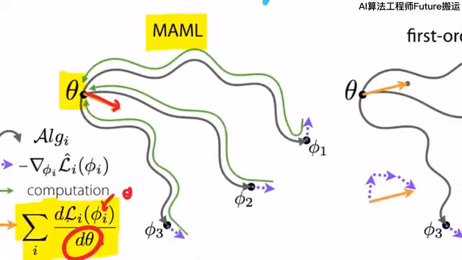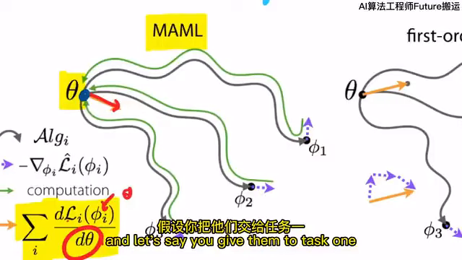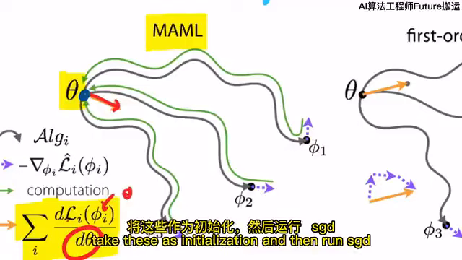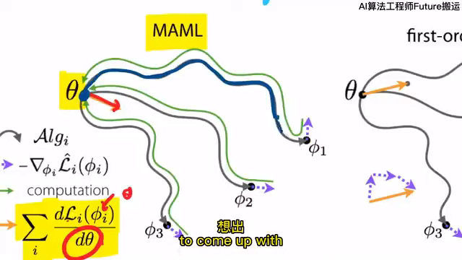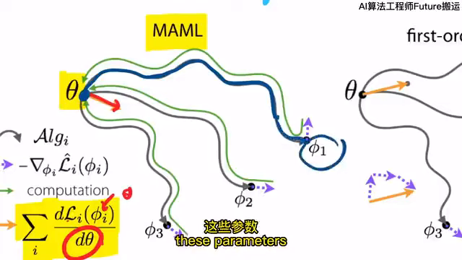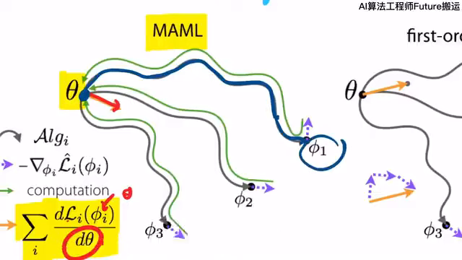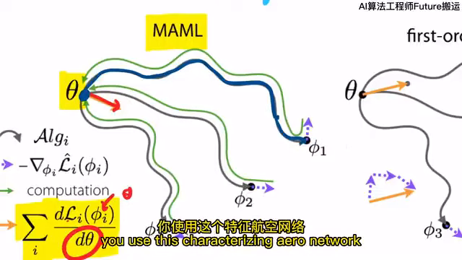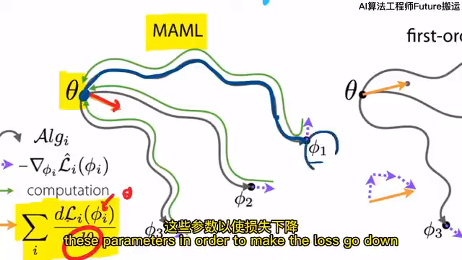You can see this here. You start out with the initial parameters, and let's say you give them to task 1. Task 1 is going to take these as initialization and then run SGD. So maybe it will perturb these parameters to come up with phi1. These parameters are the adapted version for task 1. And then at the end of task 1, you use these to characterize a neural network and you can calculate a gradient.